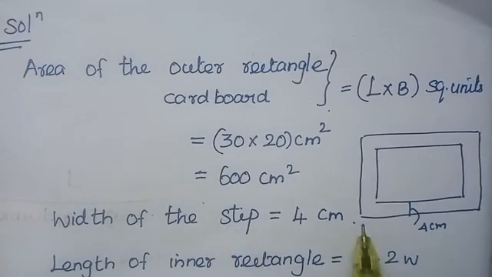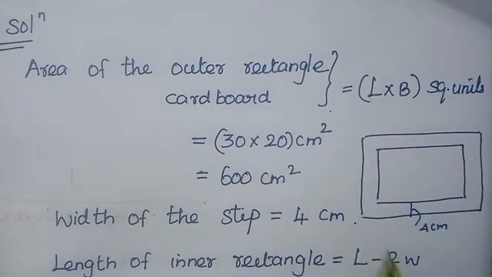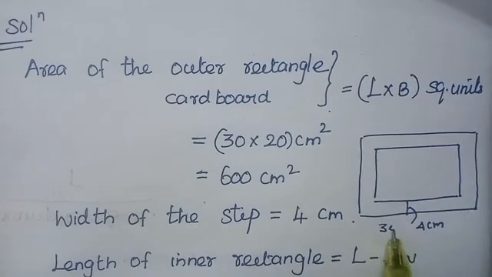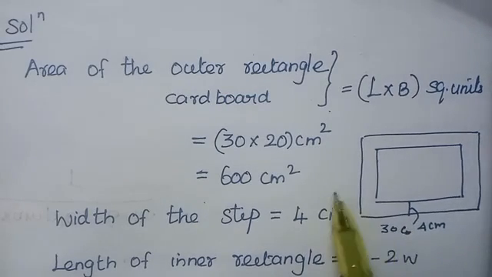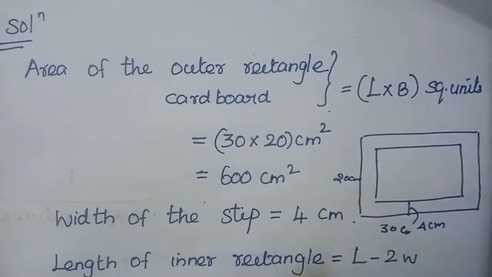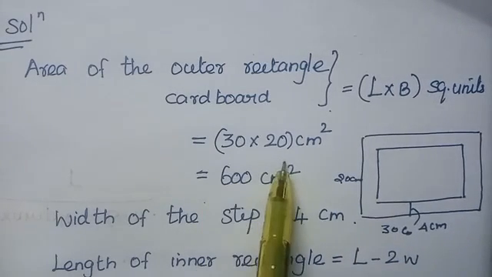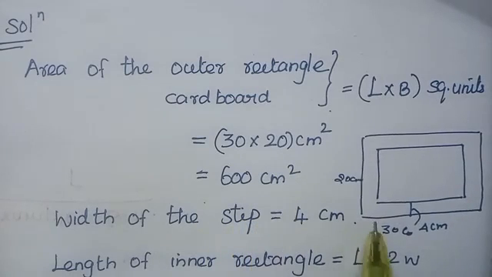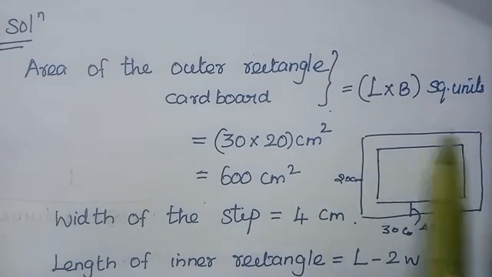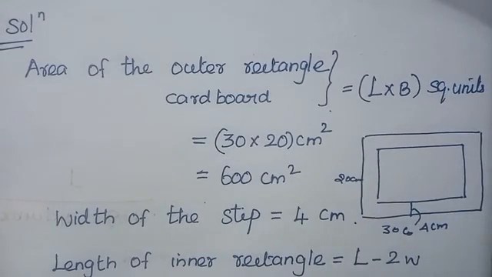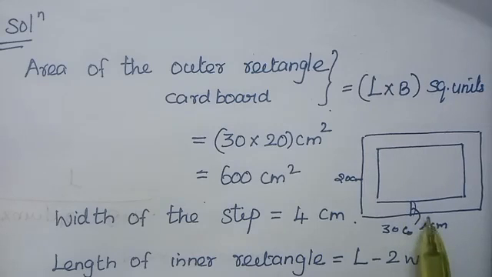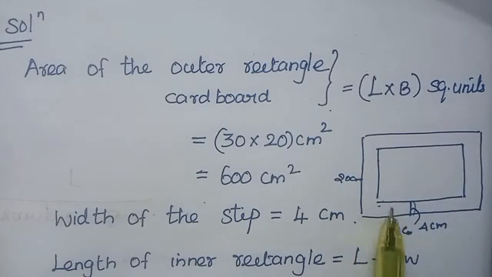So first we can find the area of the rectangular cardboard, that means the outer rectangular cardboard. The length of the cardboard is 30 centimeters and the breadth is 20 centimeters. Multiply 30 into 20 equal to 600 centimeter square. That is the area of the outer rectangular cardboard. The width of the strip is how many centimeters given? 4 centimeters. Next we are going to find the area of the inner rectangle. After that we can subtract.